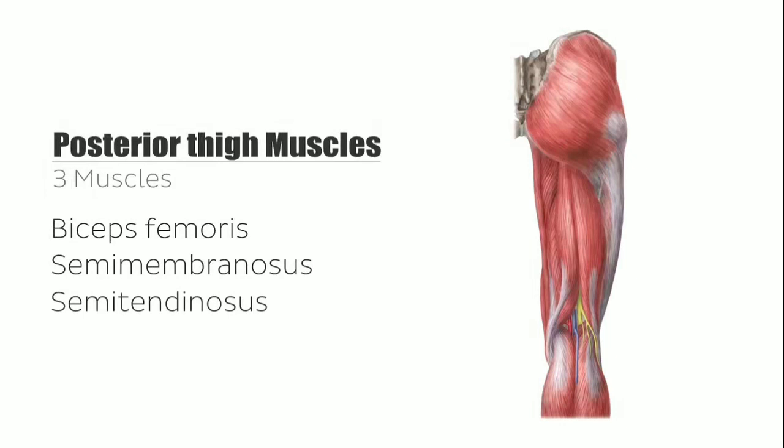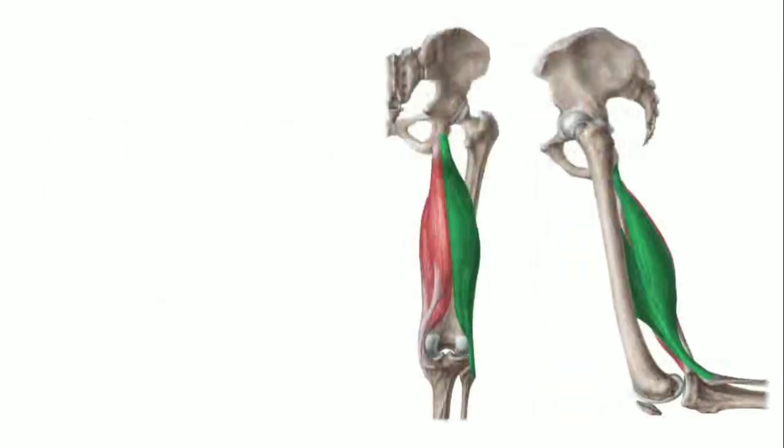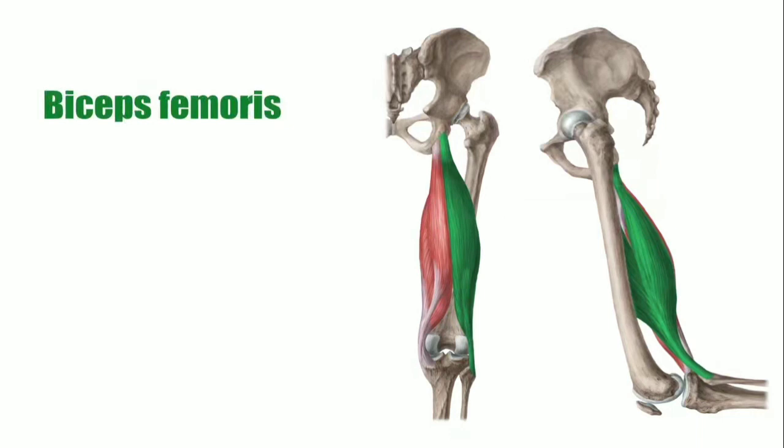Let's start with the very first muscle here on our list. This is seen here highlighted in green in both of these images. On the left side, you see the muscle in a relaxed position, and on the right side it is contracted. This muscle is known as the biceps femoris. Now, the biceps femoris is the largest and strongest of the 3 muscles that we just listed before, and it consists of 2 parts, the long head and the short head.